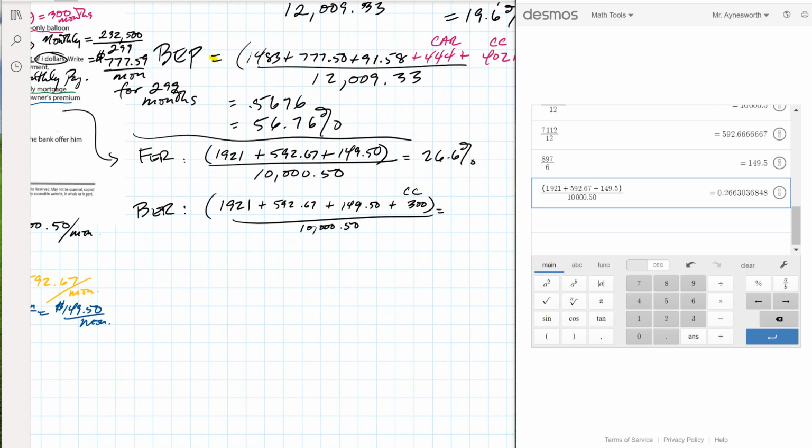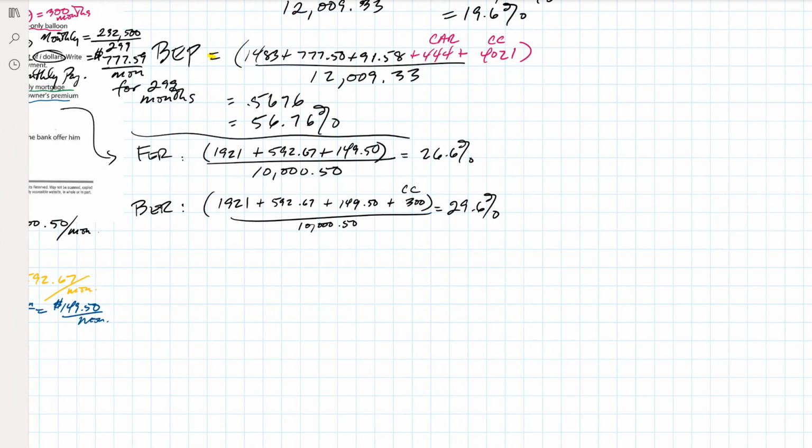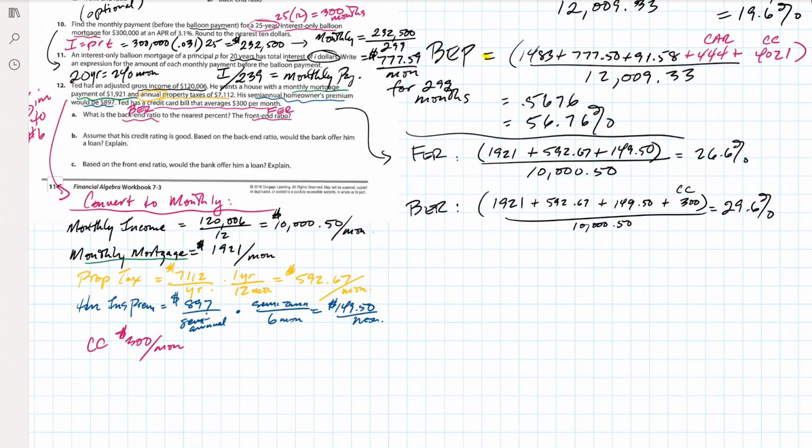When I go up here into Desmos, I'm going to add in the $300. So notice that my percentage went up from 26.6% to 29.6%. So this is 29.6%. It goes up because you have more expenses, right? You're spending more. So when you calculate all your expenses into your ratios, obviously the percentages are going to go up. So the back end ratio is 29.6%. The front end ratio is 26.6%.